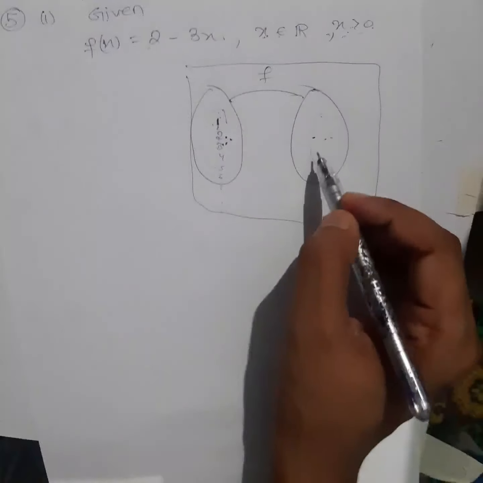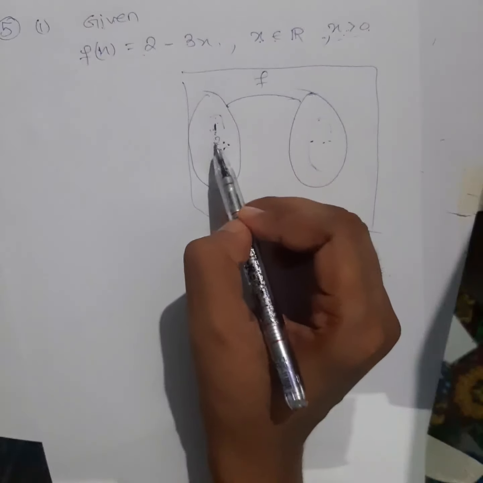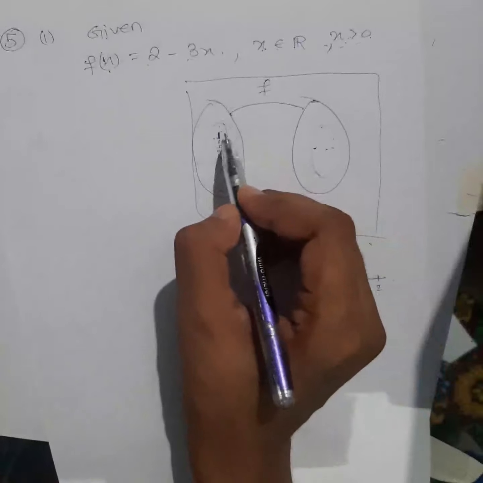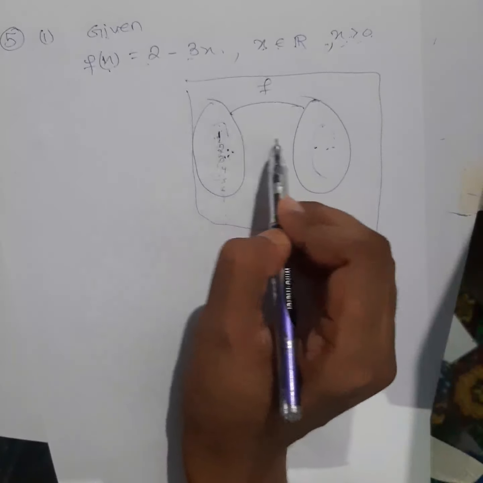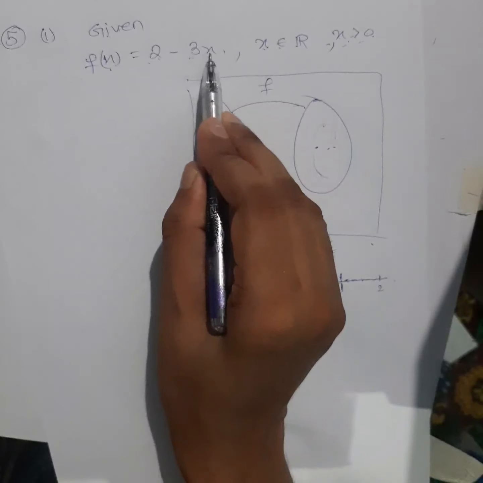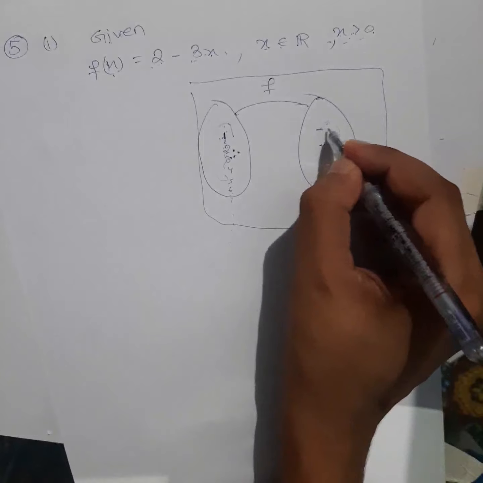Now the range you have to find out, right? Range means collection of all images. Images of what? Of this. Okay, now the relation they have given is this one. So if I take 1, what is the image of 1? Let's find out. If I put 1 here, what will you get? 2 minus 3 into 1, that is minus 1.